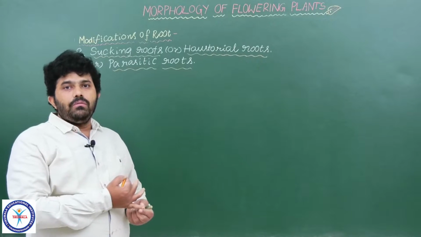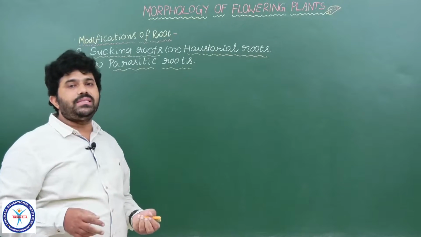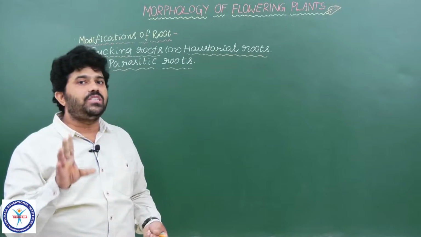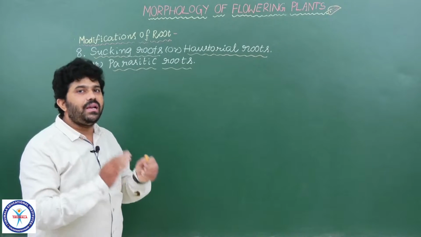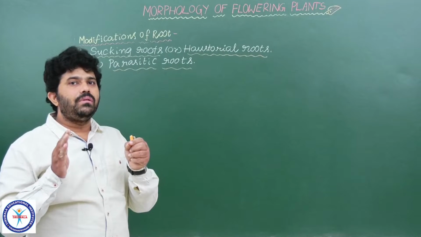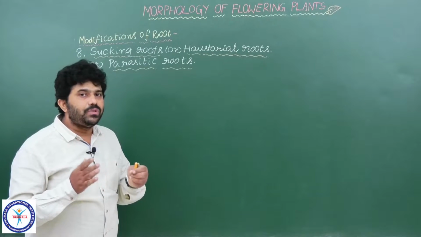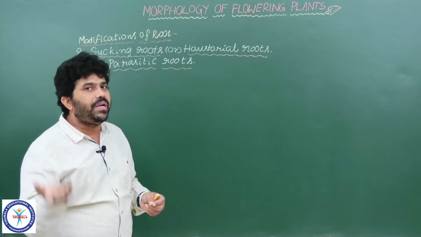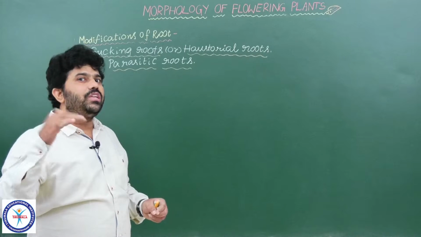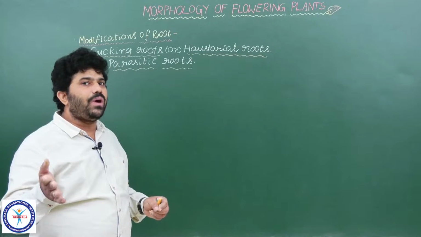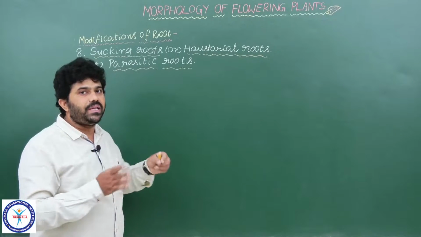Some parasitic plants depend on both kinds of nutrients, like water and minerals, and food. Food is prepared by the leaf in plants. So plants that depend completely on others for both water and food, what does that mean? These plants do not possess leaves. So leaves are absent in these plants.